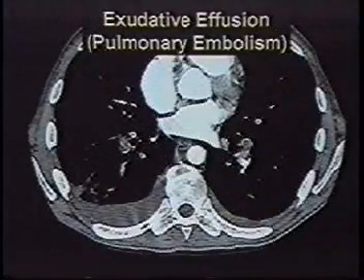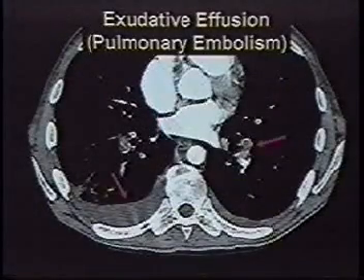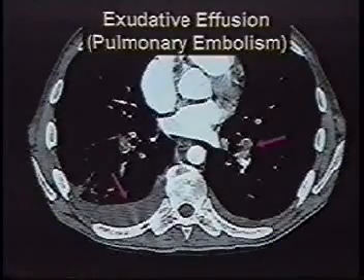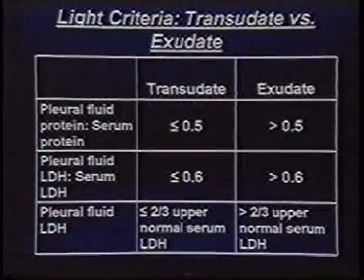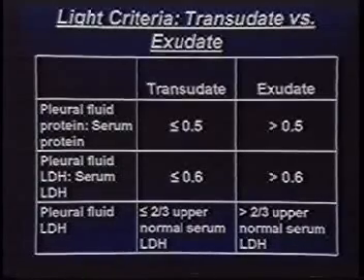Here's an example of an exudative pleural effusion in this patient with pulmonary emboli. Clinically, transudative and exudative effusions are differentiated based on the Light criteria, which evaluates the fluid based on its contents of protein and LDH, where transudative effusions generally have lower contents of both.